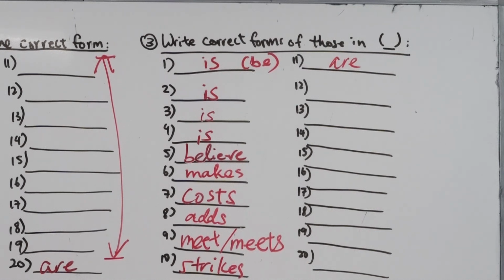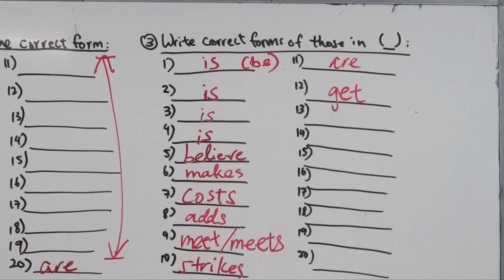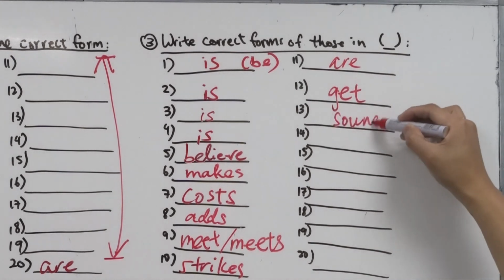Next one. All the member of staff. Get, right? Not gets. They get. So all the member of staff. Some people think French sound so romantic. French, the language. French, singular, right? So it should be sounds romantic.